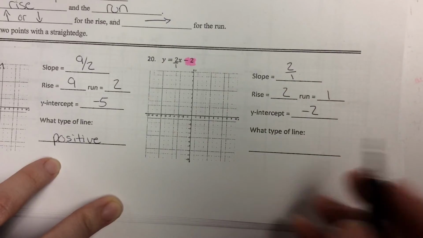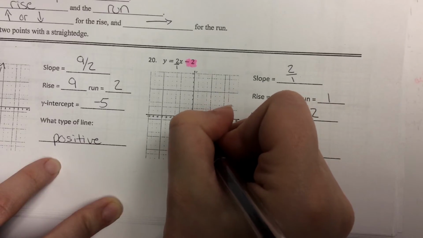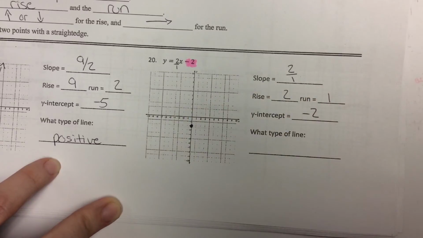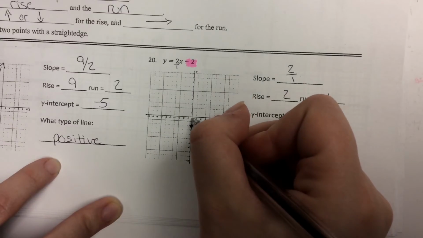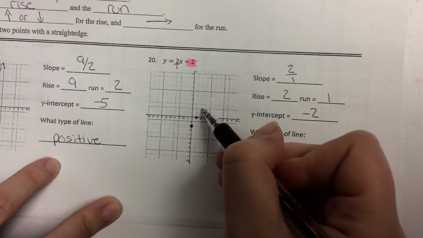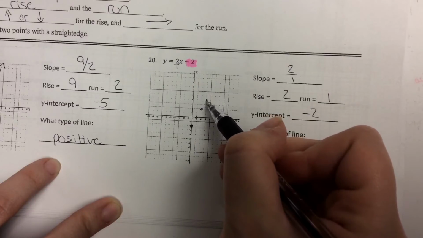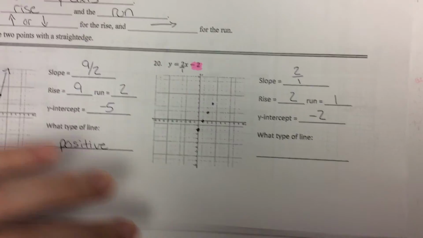And what type of line? Well, let's graph it and see. So on the y-axis, let's start at -2. Rise over run is 2 over 1. So we can actually put a couple points here, and let's do that. Up 2, I should probably move my pen. Up 2 over 1, put a point. Up 2 over 1, put a point. Up 2 over 1, put a point. You get the idea. That should be enough. All right.